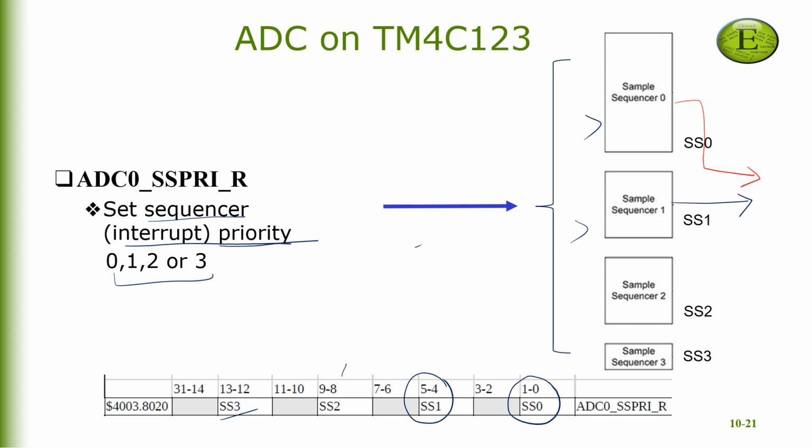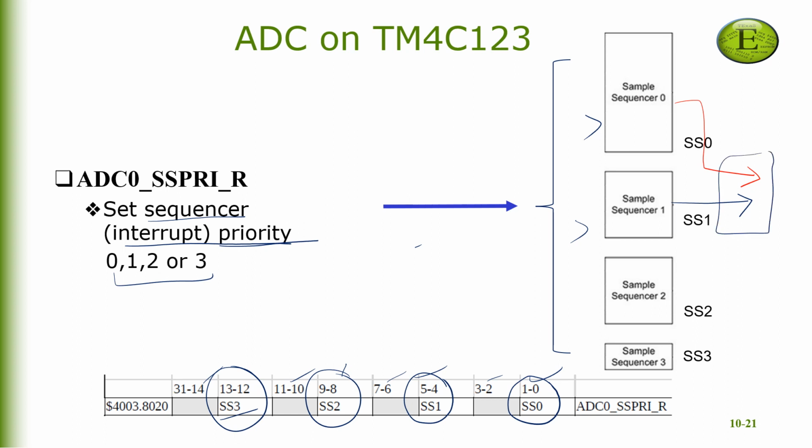There are unused bits such as 2, 3, 6, 7, 10, 11, and 14 to 31. Writing anything to these bits is inconsequential. It is not going to make any difference to the configuration. These are just ignored and do not make any meaningful contribution to the configuration. But the bits that we really do care about are 0, 1, 4, 5, 8, 9, 12, and 13. So how does the sample sequencer priority resolve this conflicting situation?